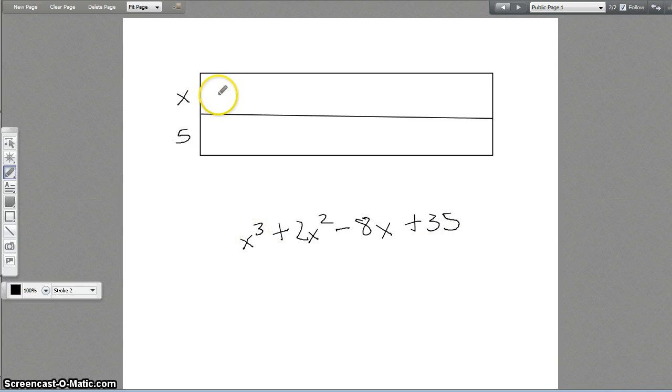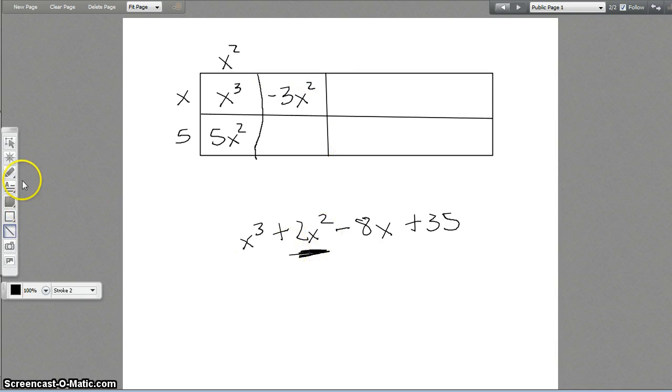Well, that first term is x cubed. So what do we have to multiply by x to get x cubed? Well, that's got to be x squared. Well, then we have to multiply that by our 5 also. So that's going to be 5x squared. But our x squared term is 2x squared. So that means that we have to have a negative 3x squared up here so that we will add up to 2x squared. Let me draw my line here.